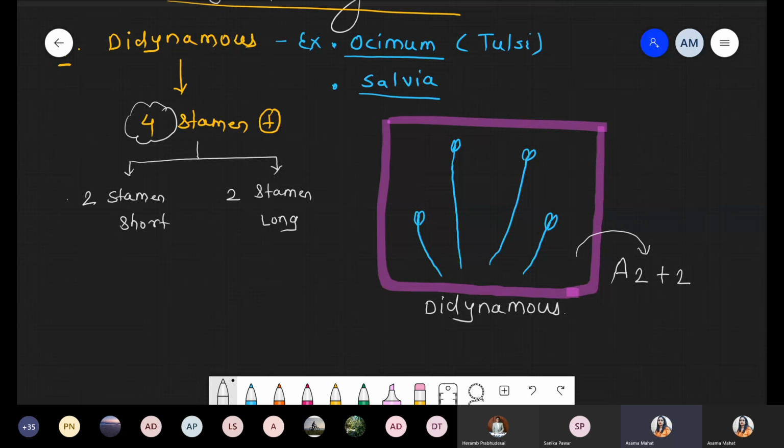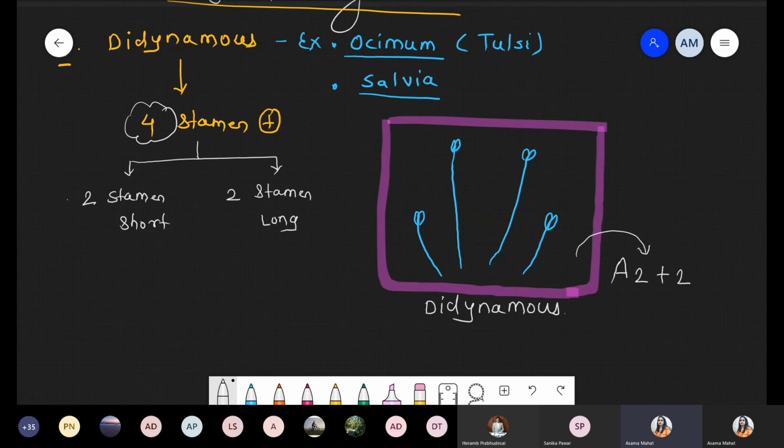We never write it as 4. 4 means all the stamens are morphologically similar. Right? That time we can represent the condition as A4. But in this situation we are talking about 2 plus 2. It means something differs between them, lengthwise, or maybe arrangement-wise there is some difference. That's why we have to represent it as 2 plus 2, but without fusion.